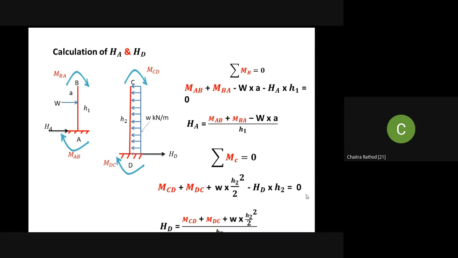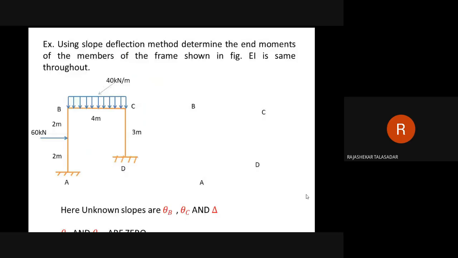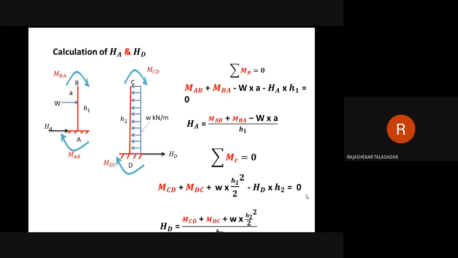Yes, sir. It's clear now? This is a very important thing. You just have to mark the first column, mark the loads, assume the reaction, assume the end moments. Then you need to write for the HA and HD. Next class, I will take the problem. This much you read again. I think it is there in the notes also. I will send it today, the notes of these classes.